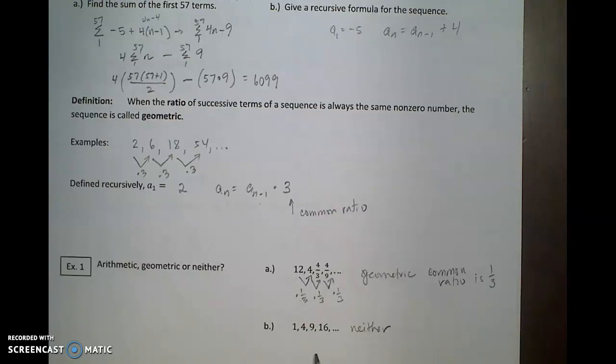This next one is not arithmetic or geometric. There's nothing that I can add or subtract to get to the next number. There's no common difference. There's no common ratio. There's nothing that I can multiply over and over again to get to the next term. Okay, so this one's neither.